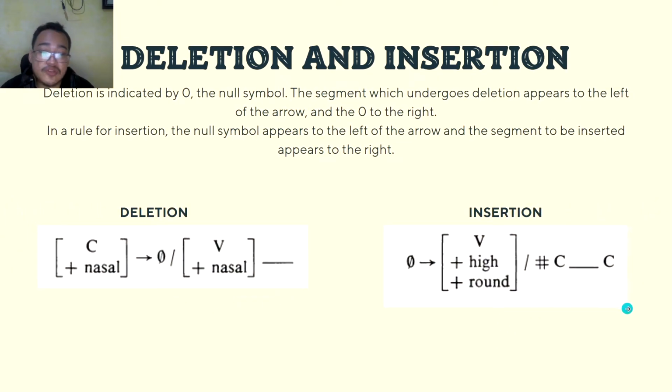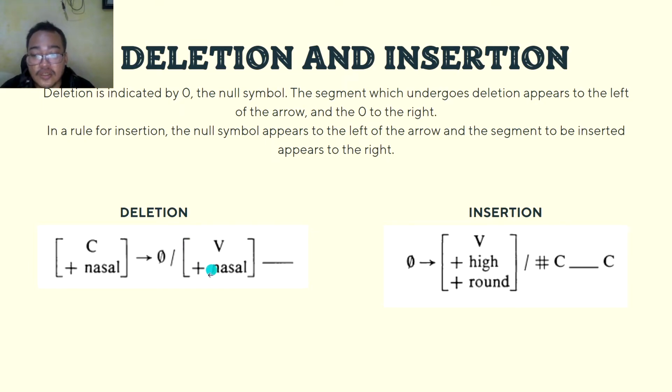And the next is deletion and insertion. Deletion is indicated by 0, the null symbol. The segment which undergoes deletion appears to the left of the arrow and the 0 to the right. In a rule for insertion, the null symbol appears to the left of the arrow and the segment to be inserted appears to the right. Like we see, these are the rules.